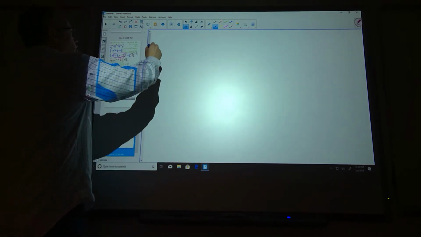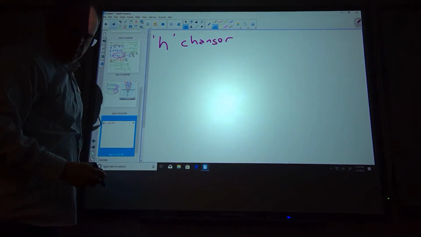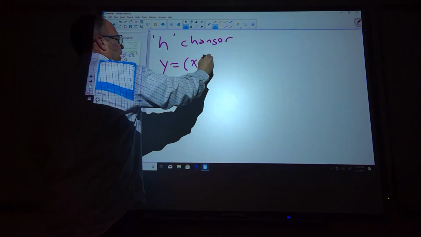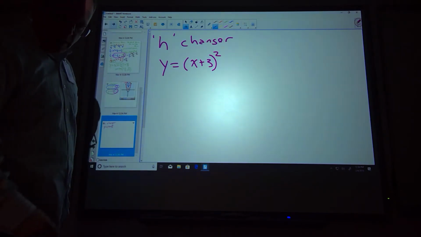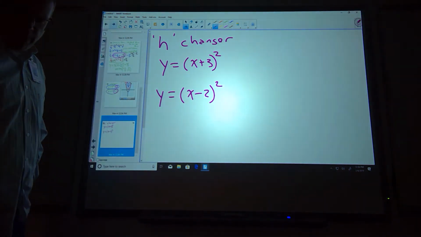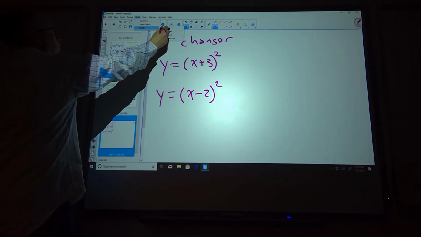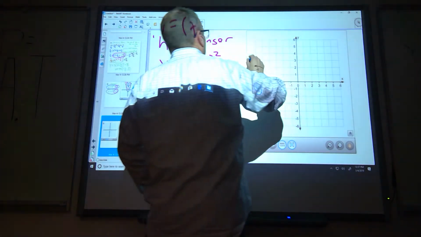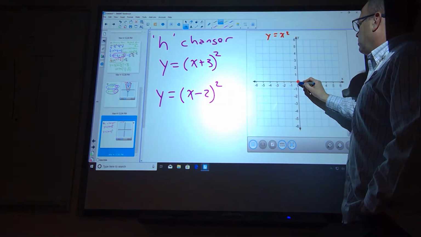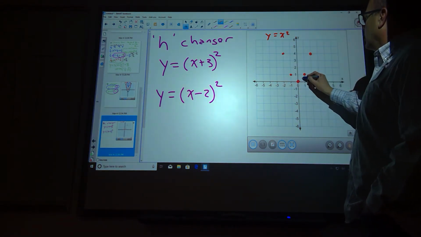Let's look at the H changer. So the H changer is when it's grouped. So I have y equals x plus 3 quantity squared. And I have y equals x minus 2 quantity squared. So I'm going to draw my parent function in, y equals x squared. Again, this is the most basic parabola that there is.